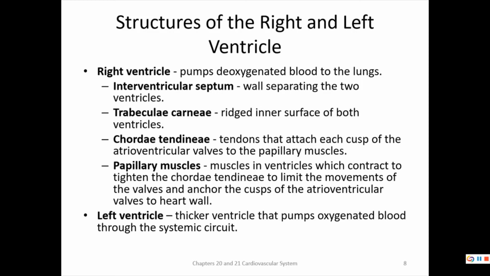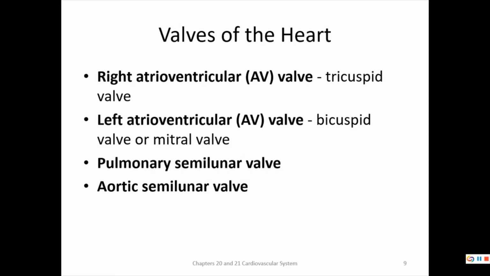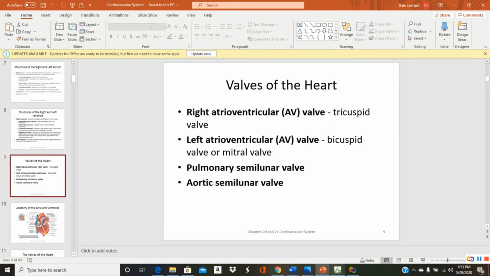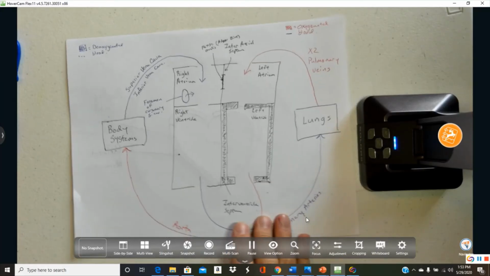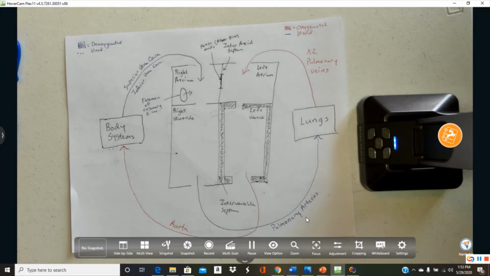Sorry. Now the left ventricle is thicker and it pumps blood through the systemic circuit. That's why it's thicker. It's got to pump blood through the whole body. Okay. Now there are valves, and there are 4 valves here. I'm going to go ahead and give the mnemonic first, a simple mnemonic to help you guys remember the valves.